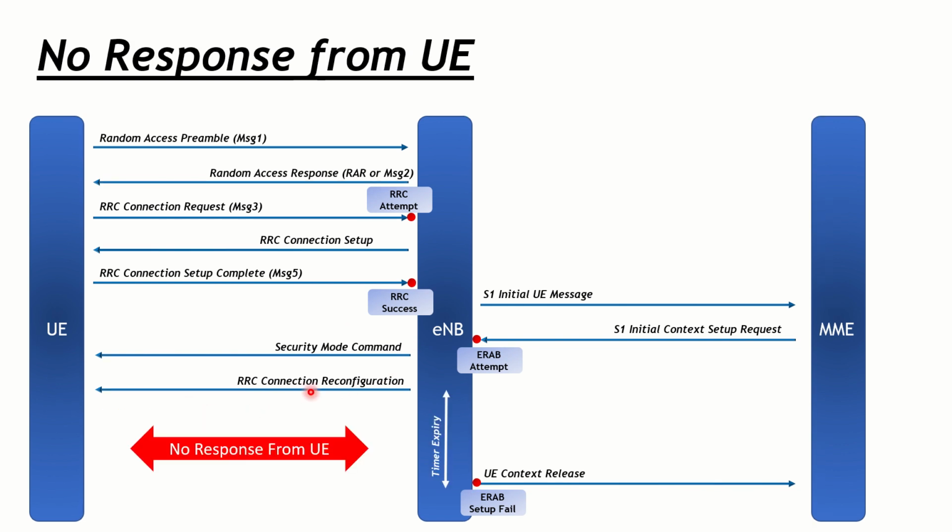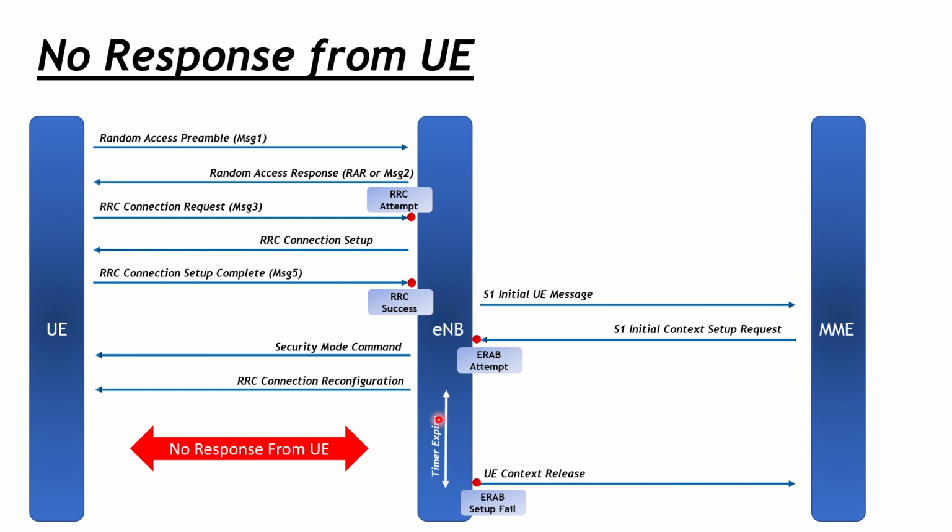Now another issue is the problem where the E node B gets the S1 initial context setup request, and then transfers that over a security mode command and RRC reconfiguration, but the UE does not send any response. So the UE does not reply back with a security mode complete or RRC connection reconfiguration complete.